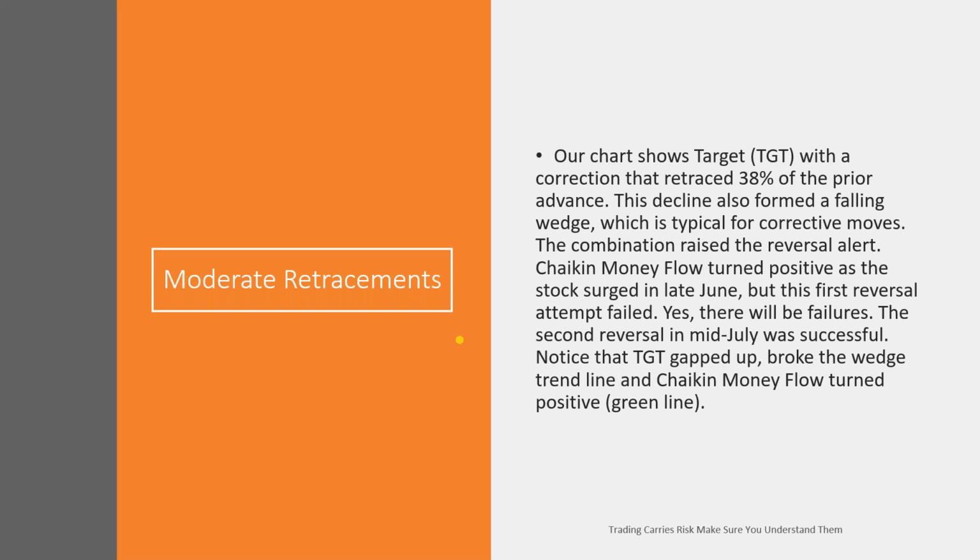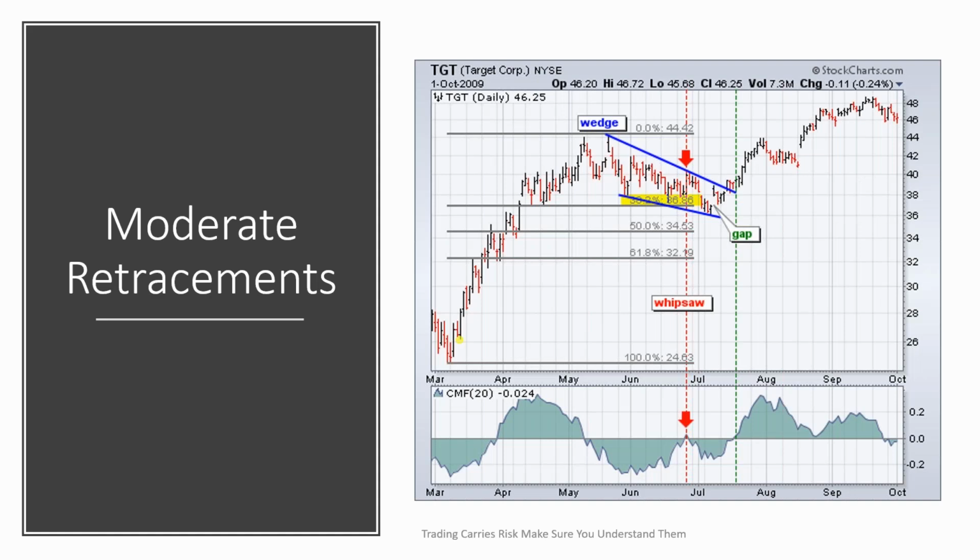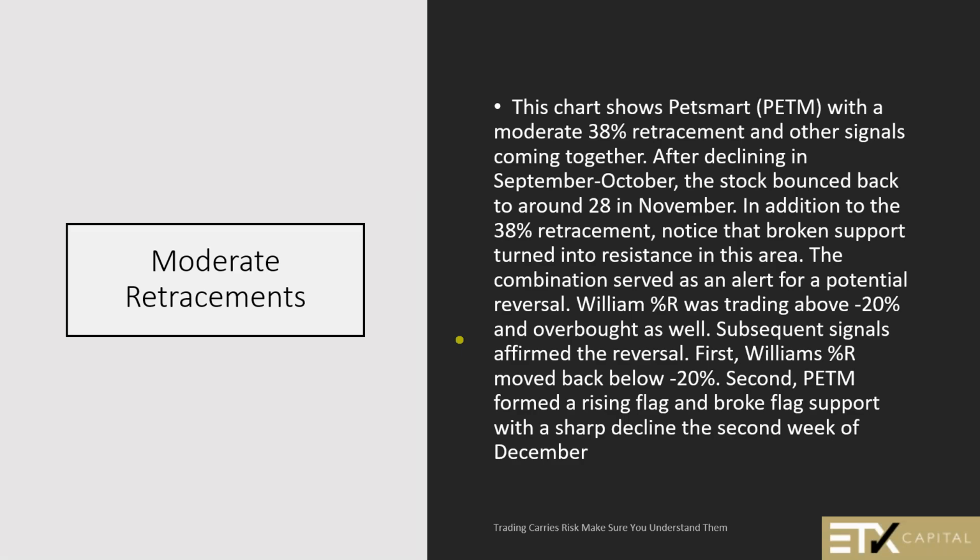But shallow retracements occur, but catching these requires a closer watch and a quicker trigger finger. Moderate retracements are the 38.2 and the 50. 61.8 is a very deep retracement and very worrisome.